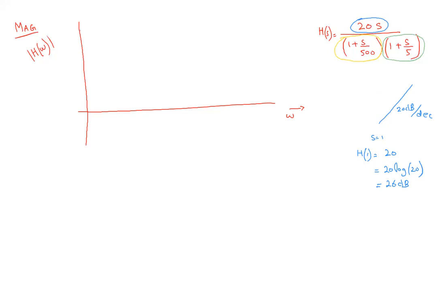So let's mark the values of omega on this plot. For example, I say this point is omega at 10 raised to power 0, this point at 10 raised to power 1. So per decade we draw 10 raised to power 2, 10 raised to power 3 and 10 raised to power 4. And similarly, this point is 10 raised to power -1 and this 10 raised to power -2.